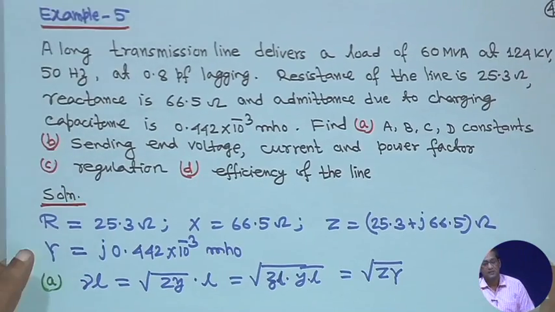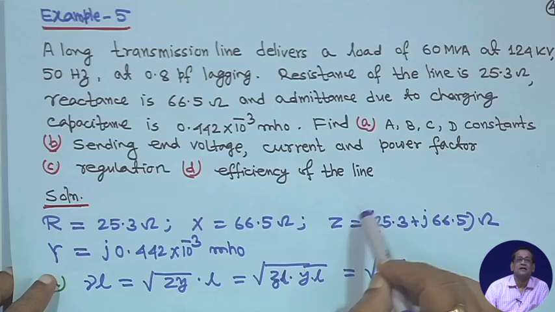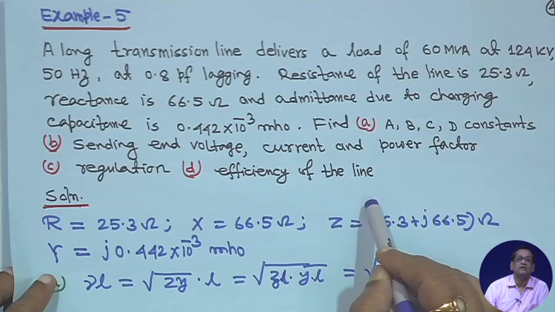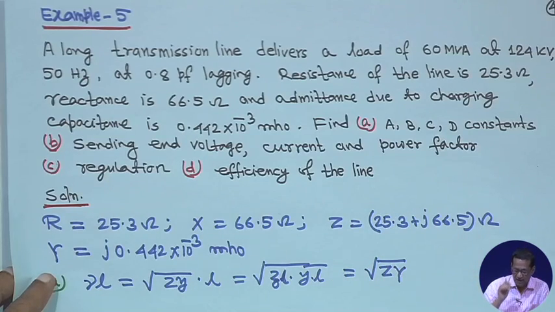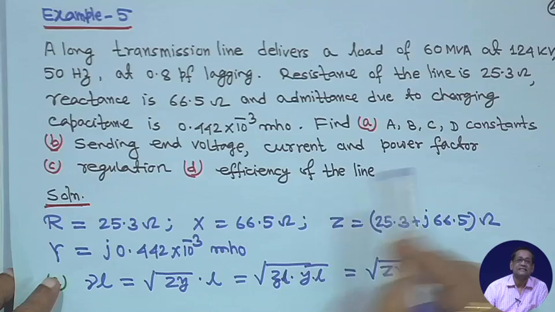Now we will see the exact one, that is the long transmission line. And after this we will take one short line, medium line and long line, with the same parameters, and we will compare. That will be the next example.